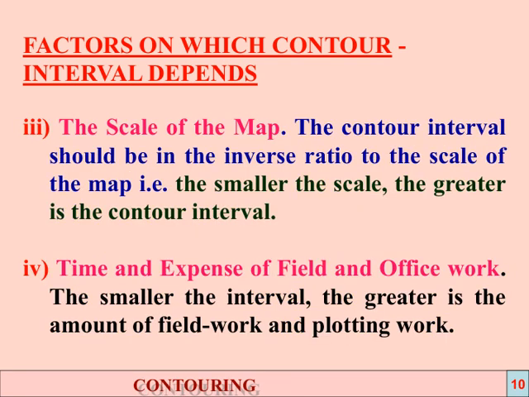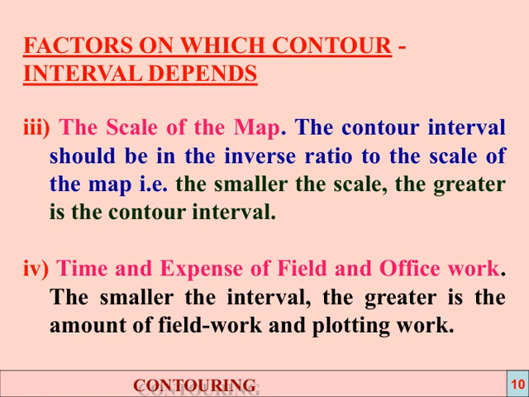Now, let's look at the factors that influence the choice of contour interval. First, the scale of the map plays a crucial role. Essentially, the smaller the scale, meaning a less detailed map, the larger the contour interval should be. This makes sense because on a small-scale map, features are generalized, so we don't need very fine elevation differences. Conversely, on larger-scale maps, we can afford to have smaller contour intervals to show more detailed elevation changes.